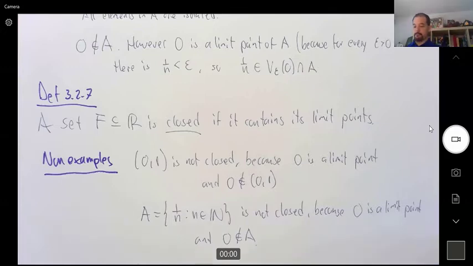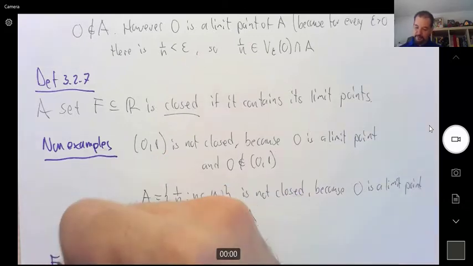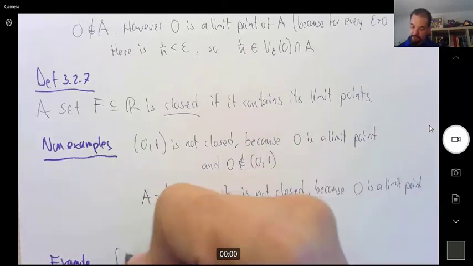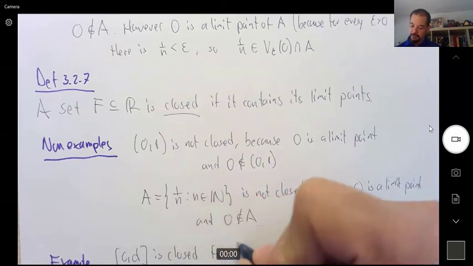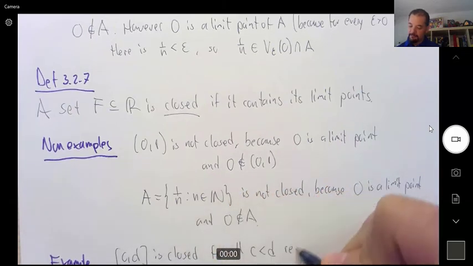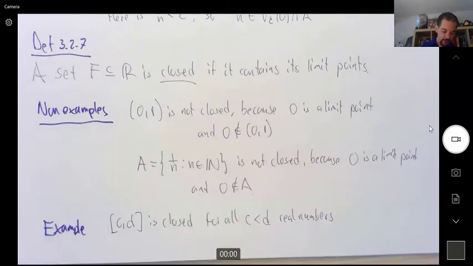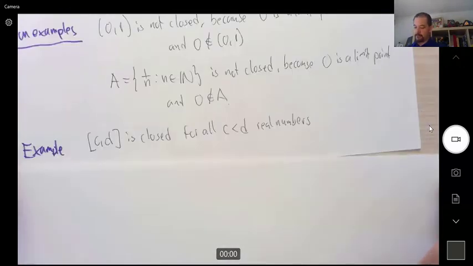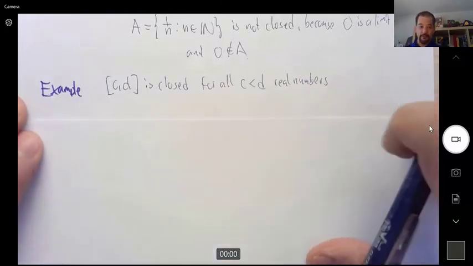So we better then have some yes examples. So what would be a yes example? Well, one yes example is a closed interval. [c,d] is closed for all c less than d real numbers. If you create a closed interval, that set is closed. Why is it closed? Let's prove it, right? What is it that we need to show? We need to show that it contains all its limit points, right?